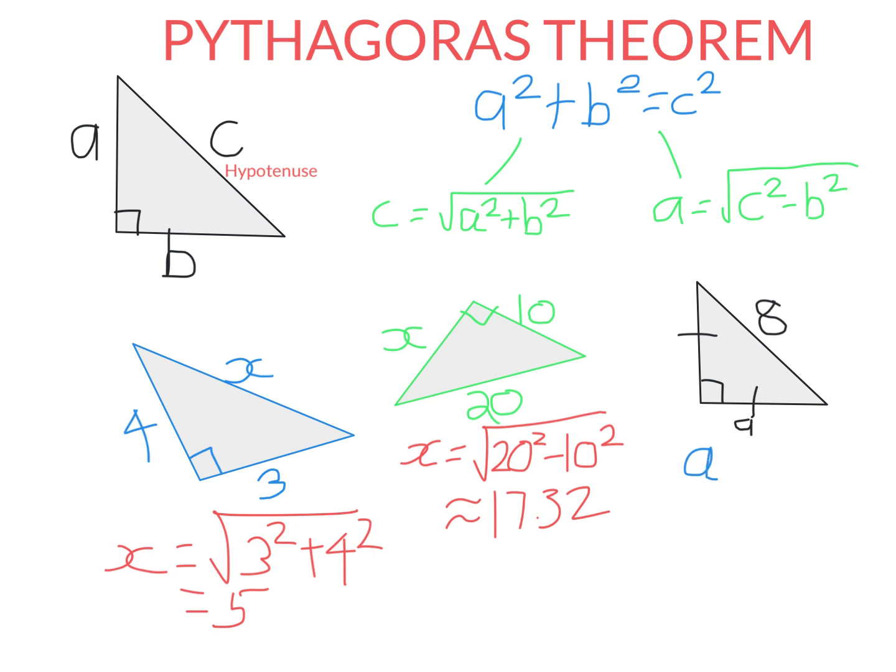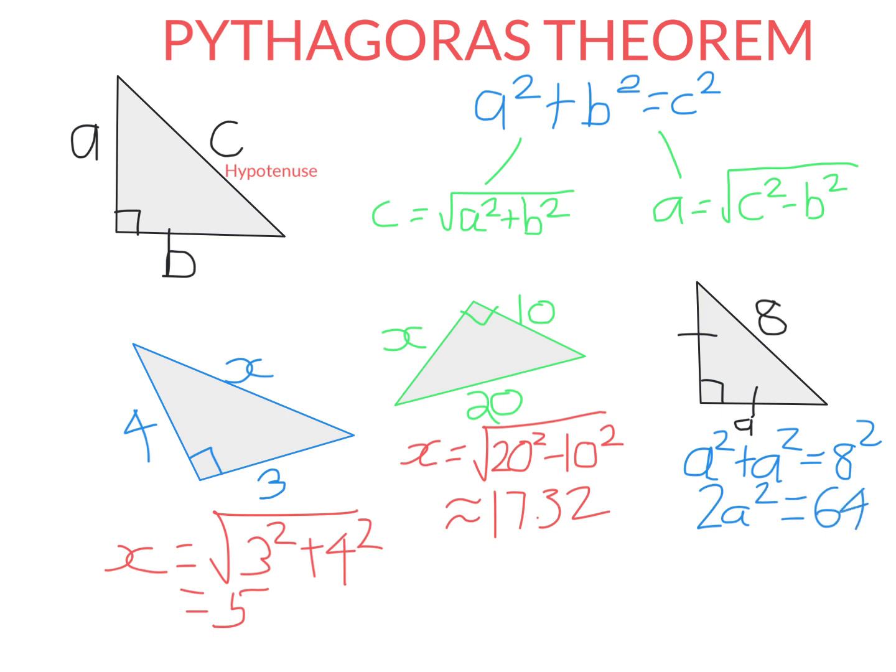We have a squared plus b squared equals c squared. In other words, shorter side squared plus shorter side squared equals longer side squared. That formula holds for any right-angled triangle. So let's solve this equation. A squared plus a squared is 2a squared, and 8 squared is 64.